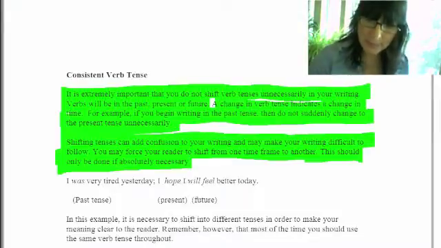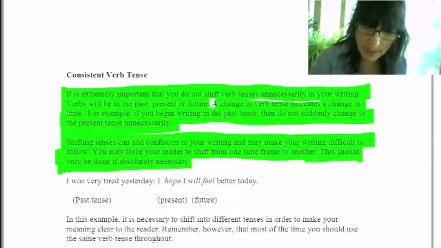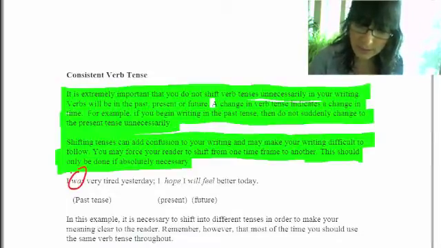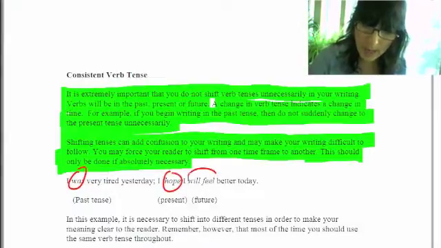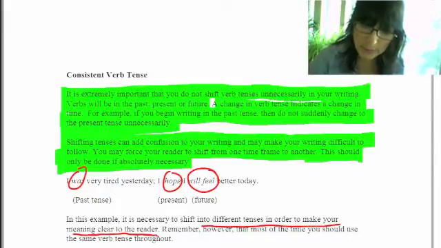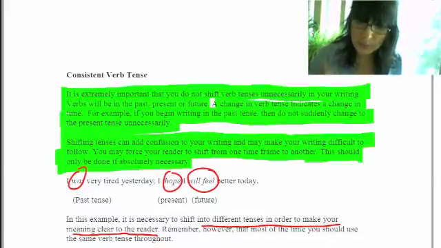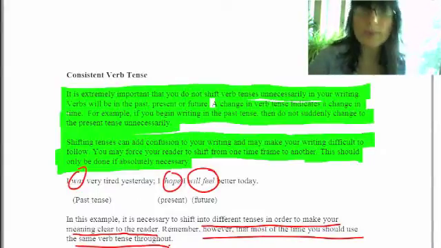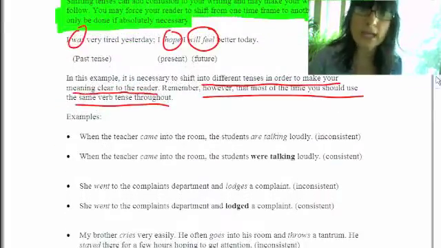Now here's one example where I have written a sentence and shifted verb tenses. I was, past tense, very tired yesterday. I hope I will feel better today. So I've gone with the past, I was. I hope, in the present, that I will, in the future, feel better today. In this example, it's necessary to shift into different tenses because you're making your meaning clear to the reader. But remember that most of the time you would be using the same tense throughout a piece of writing. I've given you some examples to show you.